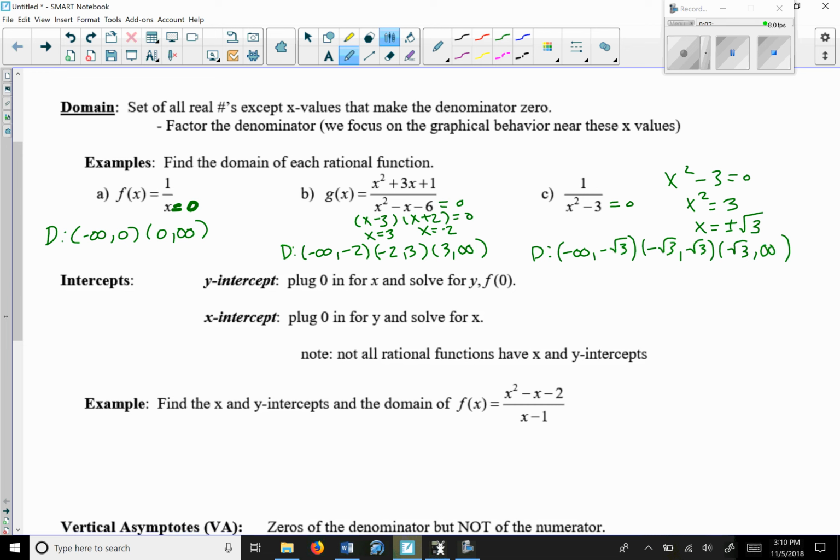The next thing we're going to talk about is our intercepts. For our y-intercept, remember that in order to find it, you're plugging 0 in for x and solving. For the x-intercept, you plug 0 in for y and solve. Note that not all rational functions have x and y intercepts, so keep that in mind because we will be graphing these functions without using our graphing calculator, so that's helpful to know.